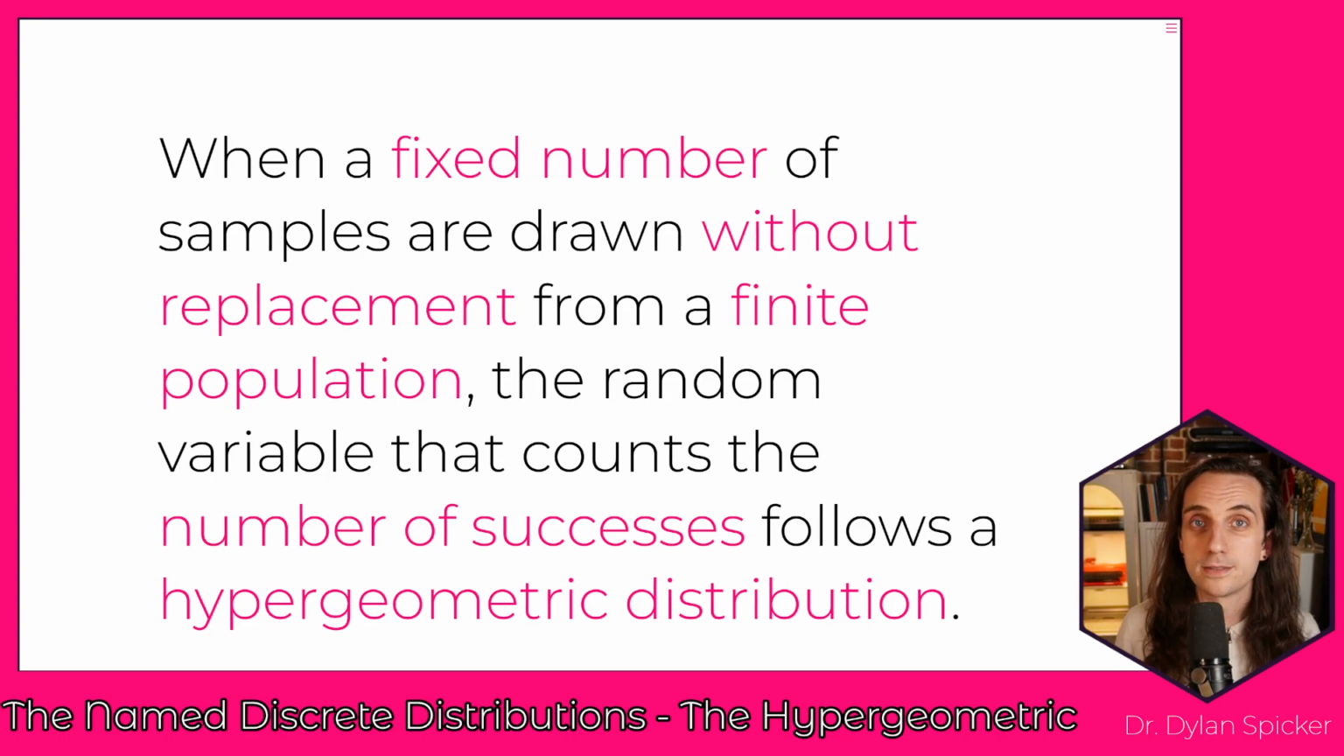So whenever you're going to be performing a fixed number of trials, a fixed number of samples to be drawn without replacement from a finite population, then the random variable that counts the number of total successes follows a hypergeometric distribution. So if you see sampling without replacement, you should immediately be thinking hypergeometric distribution. And once you've identified that something follows the hypergeometric distribution, then we know its probability mass function, we know its expected value, we know its variance, and our calculations become a lot easier at that point.